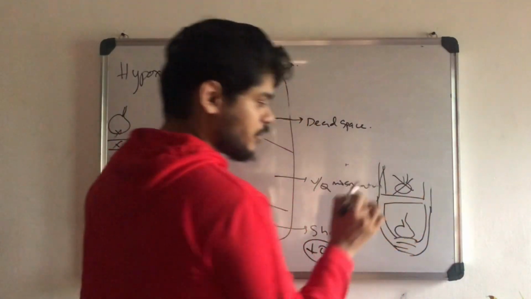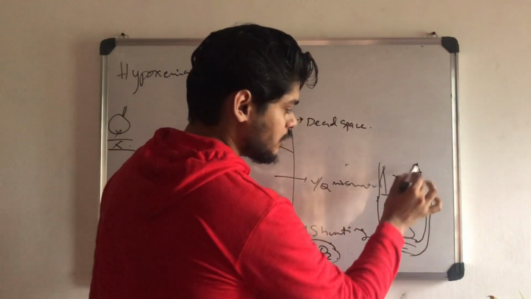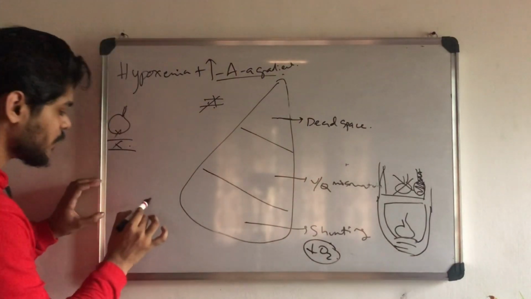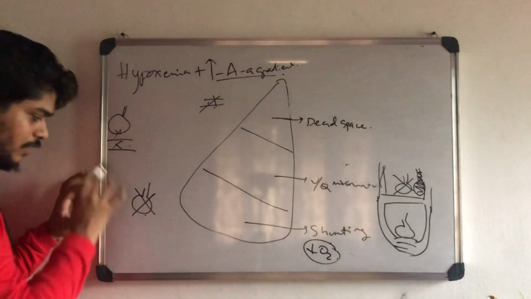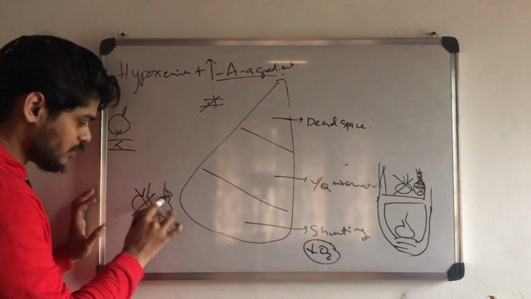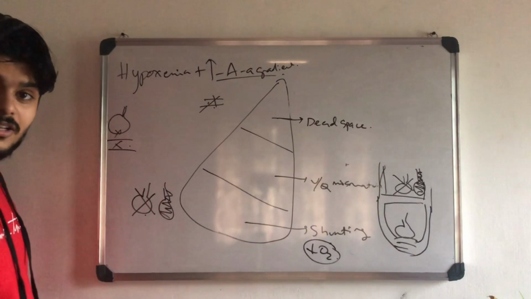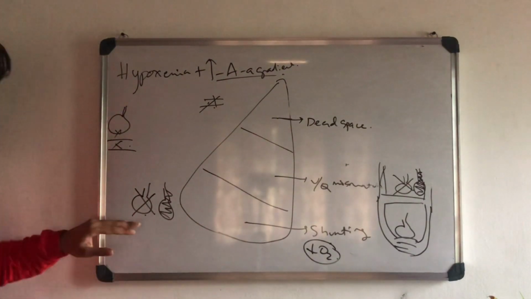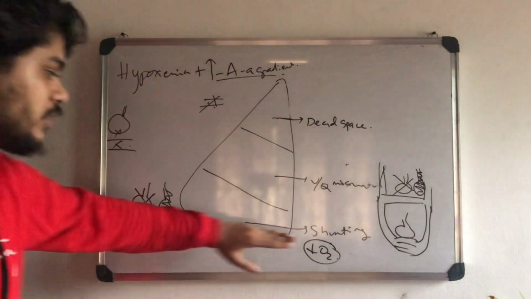Either alveoli is not there, or maybe alveoli has some problems. That's why the ventilation is not there. So what is the problem here? Something is wrong with the alveoli. Maybe alveoli is not there, or maybe something is wrong with the alveoli, like a mucus plug or something, because the air cannot reach here. Understand? That contributes to shunting.